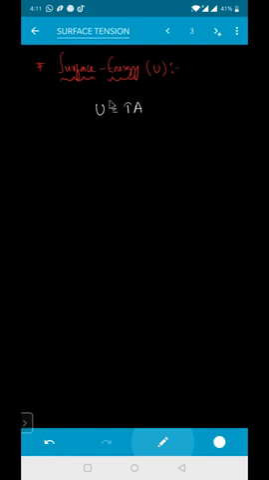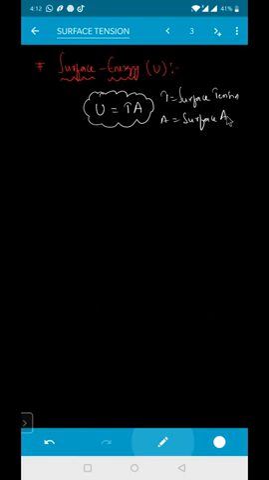Next one, which is something very important for us: surface energy, represented by letter U. Surface energy is equal to the product of surface tension and area. U is equal to T into A, where T is the surface tension and A is the surface area. For a sphere, it is 4 pi r square.